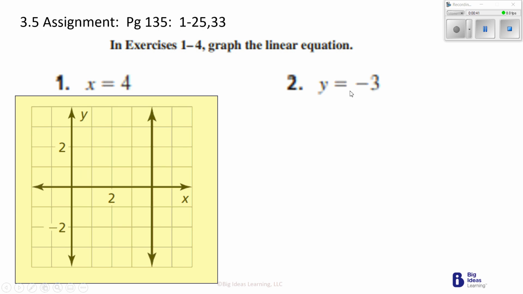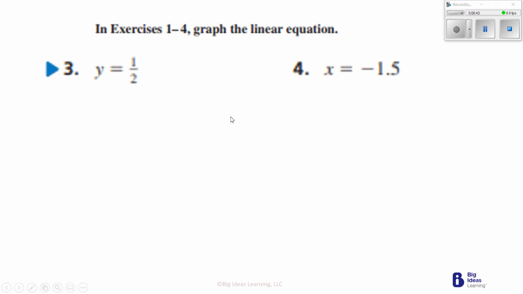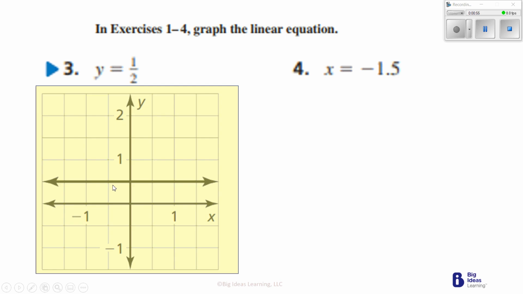All right, number 2 is for you to do. Number 3 says y is always 1/2. So if y is always 1/2, it means I'll have a horizontal line at 1/2. You see here, I got a horizontal line. And if this is 1, this would be 1/2. All right, you have number 4 to do.